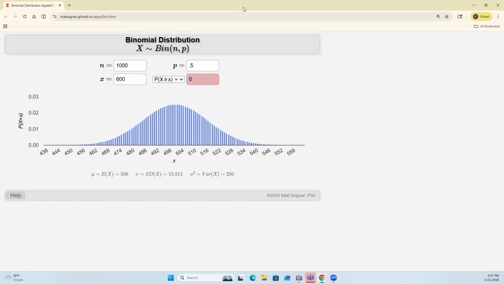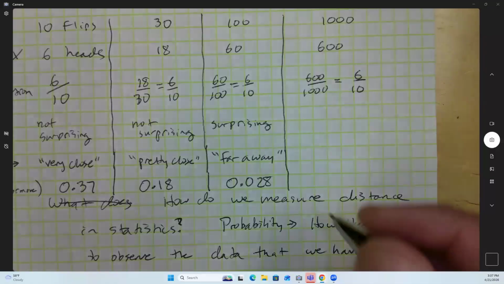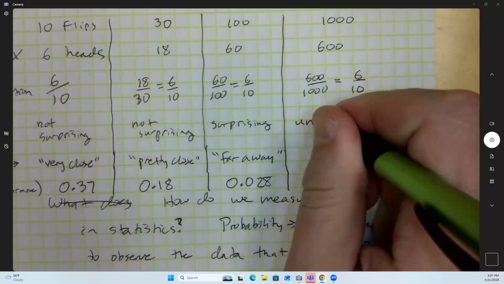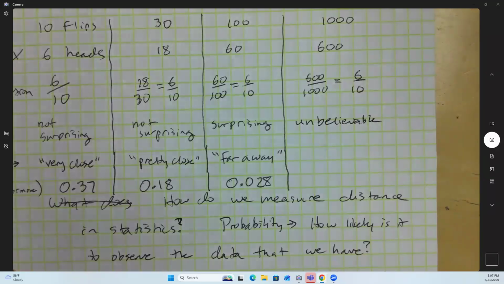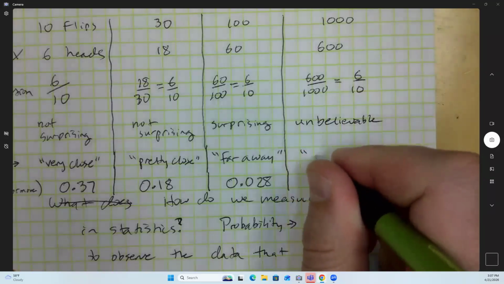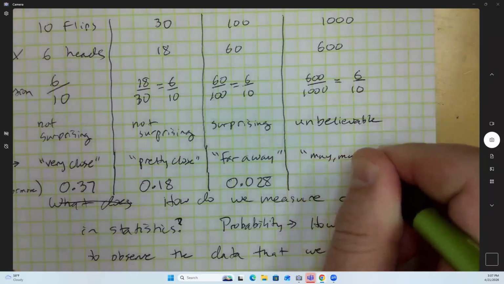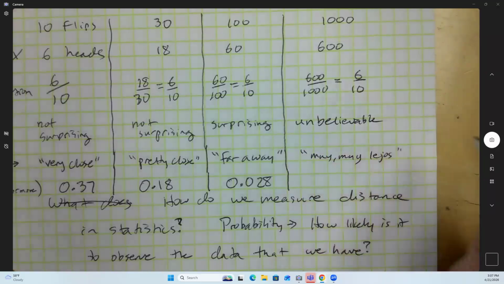That also, by the way, is a really nice bell curve. Binomial distributions look like bell curves as you increase the number of trials. So unbelievable, maybe. Statistically impossible. Muy, muy lejos. All right, super far away.